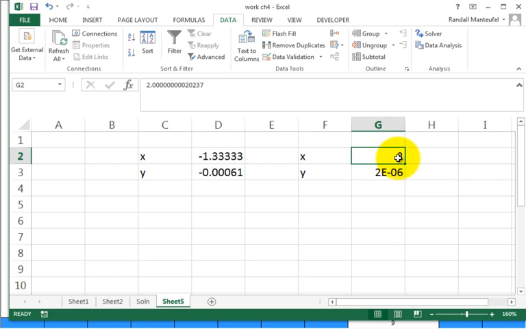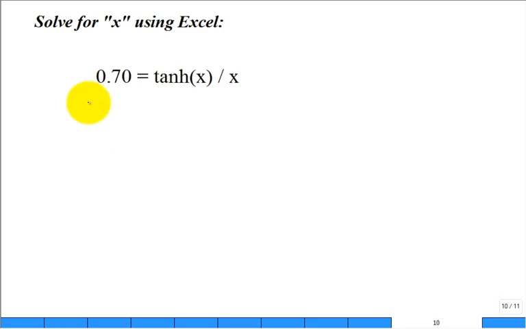Okay. Somebody else says, I was taking the exam, and the professor had us do this silly problem. He said, solve for x, where x is the root of this equation, where 0.7 is equal to the hyperbolic tangent of x divided by x. Before the other exam, I said, do it on your calculator and be prepared for the exam. True? Yes. Can you do this in Excel?